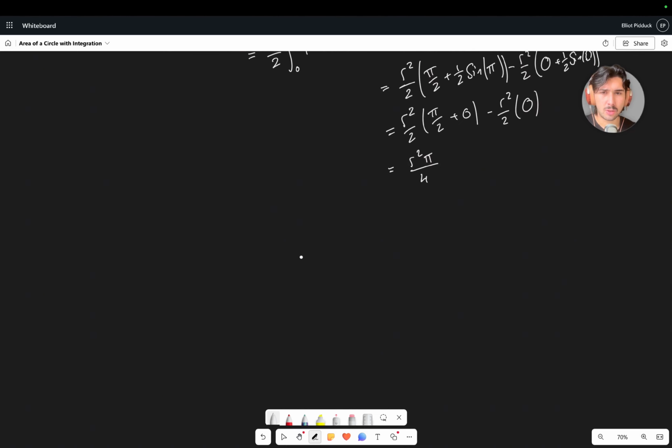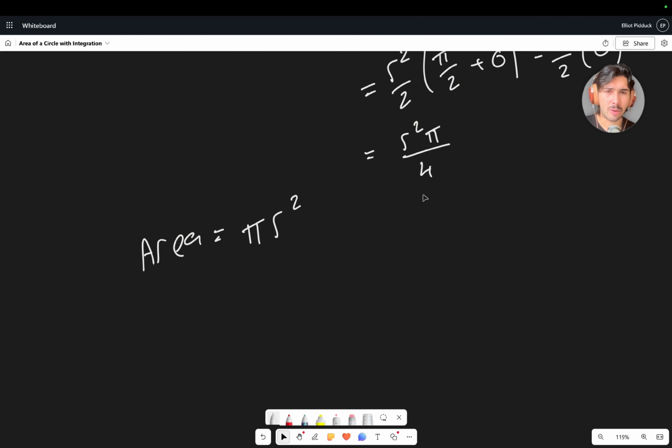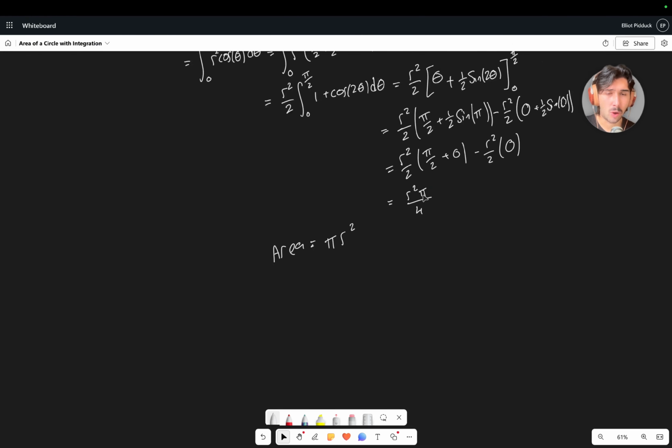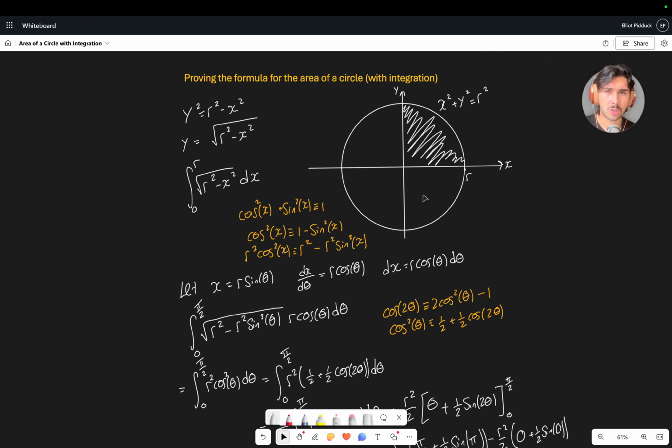So that means that the area of a circle really is 4 times r squared pi over 4, which you can just write as pi r squared because it gets rid of the 4. So that is the area of a circle using integration and why it's equal to pi r squared.